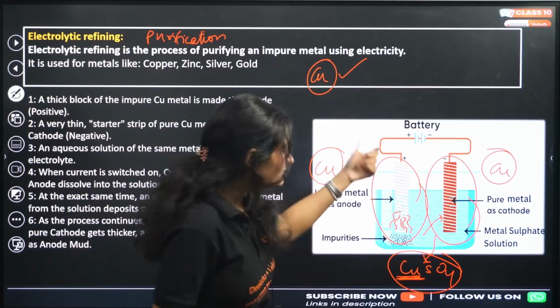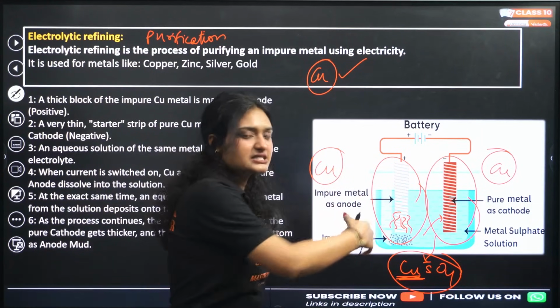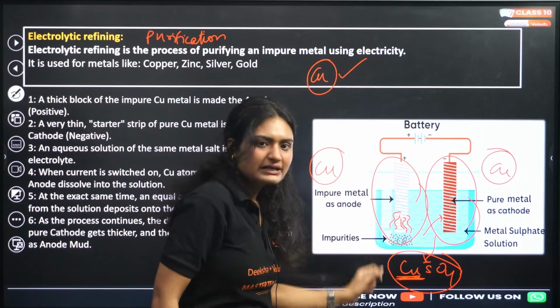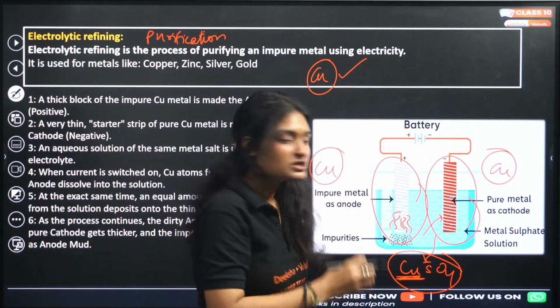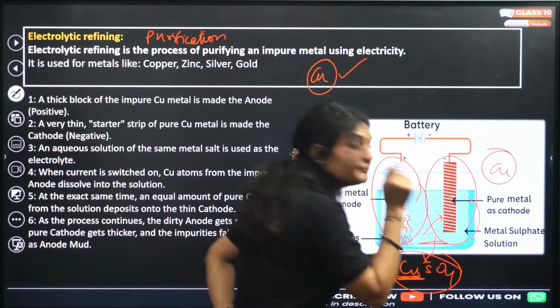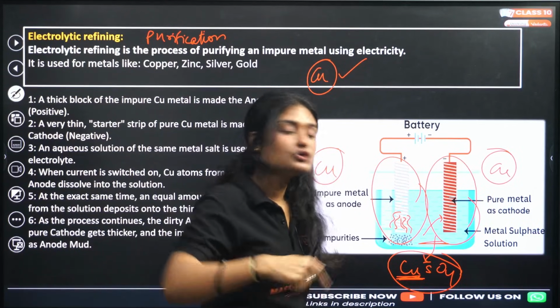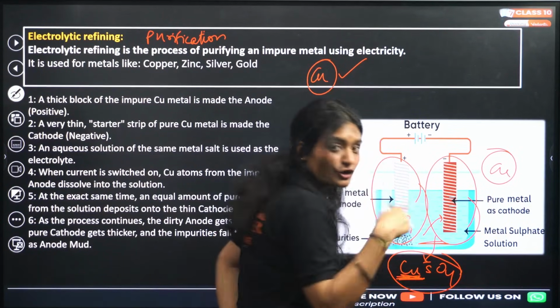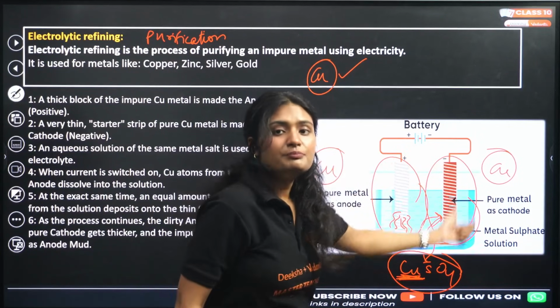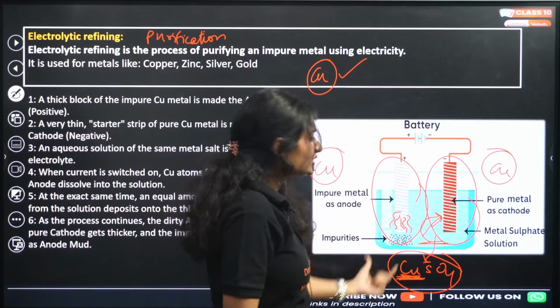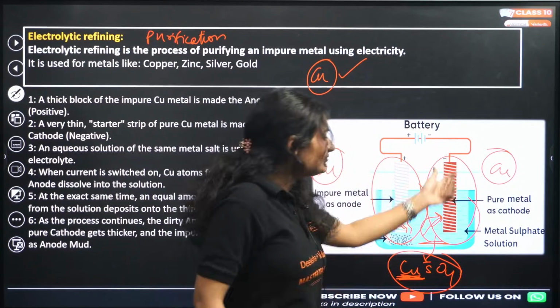So what is happening with time? If you pass the electricity, this anode will break down and your metal will dissolve in the salt solution. From the salt solution, an equal amount of metal, copper metal, we are talking about copper metal, will deposit on the pure metal. Normally we take this one thick because we want to purify it, and then we take this thin strip.